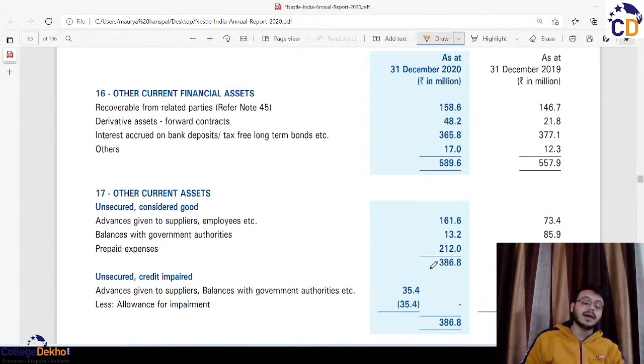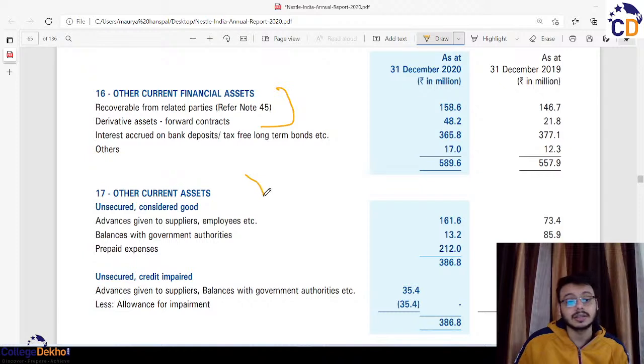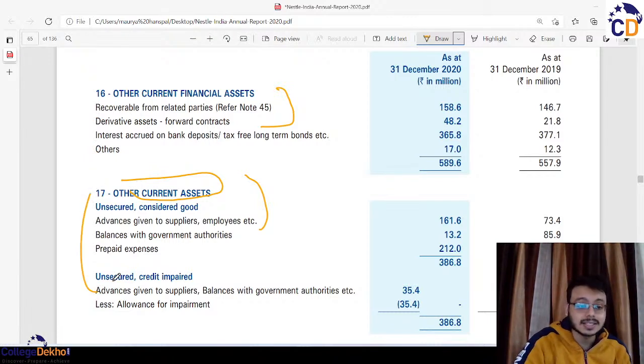Then other current assets they have given, other current financial assets, recoverable from related parties, all this. Other financial assets, they talked about the derivative assets. Then the other current assets: when you go to the balance sheet, you will just have this head. But if you further want to know what exactly was in the other current assets, you can get to know. Unsecured loans, advances given to suppliers, balances of government authorities, all these things have been given.